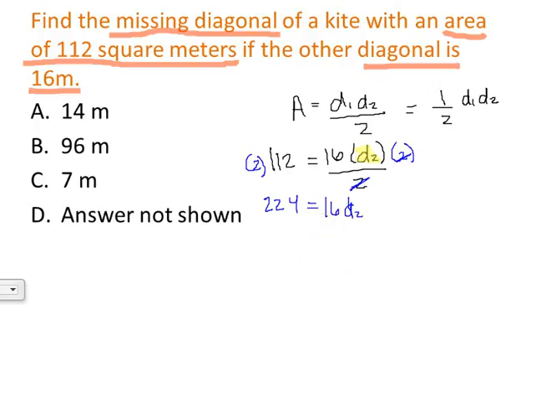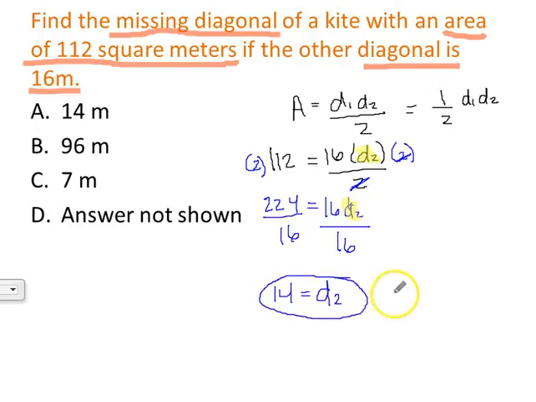So we want to solve for D. We want to get D all alone. So right now D2 is being multiplied by 16, so the opposite of multiplying is dividing. So I'm going to divide each side by 16. And 224 divided by 16, we are almost done, is 14. So the length of our second diagonal is 14.